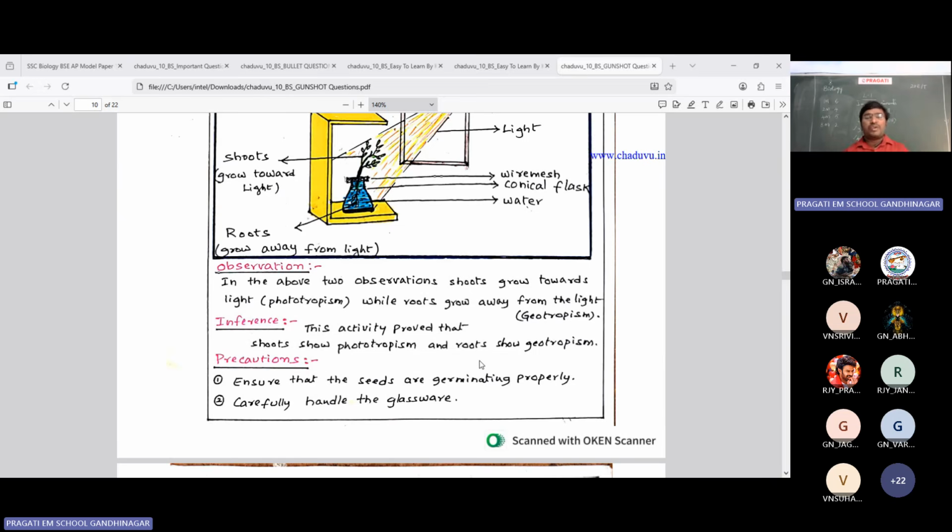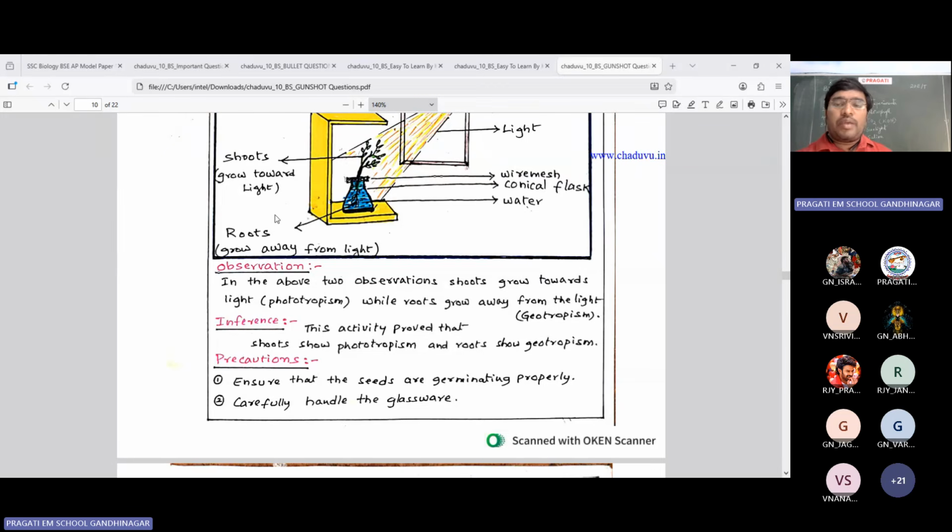What are the precautions you are following here, children? Ensure that the seeds are germinating properly. Glassware is also there, so you have to write that you should handle the glassware carefully. So these are the important 8-mark questions. Along with that, the budding and Rhizopus bread mold experiments are also there, children. Those are also very, very important questions in the reproduction lesson. Children, try to prepare those two also.